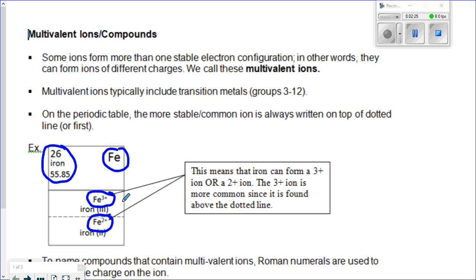The one that's more common is always written at the top there. The 3+ ion is more common since it is found above the dotted line. So whichever one's the top one.